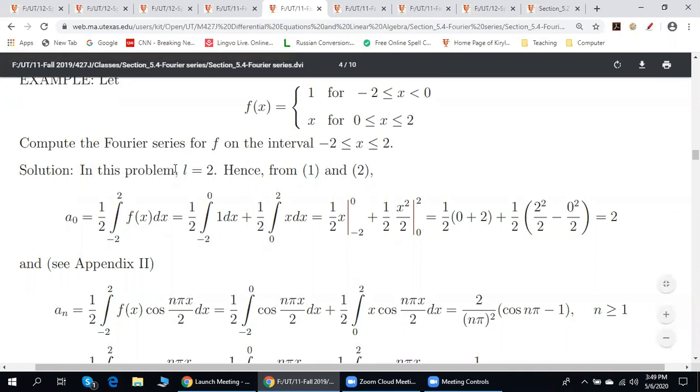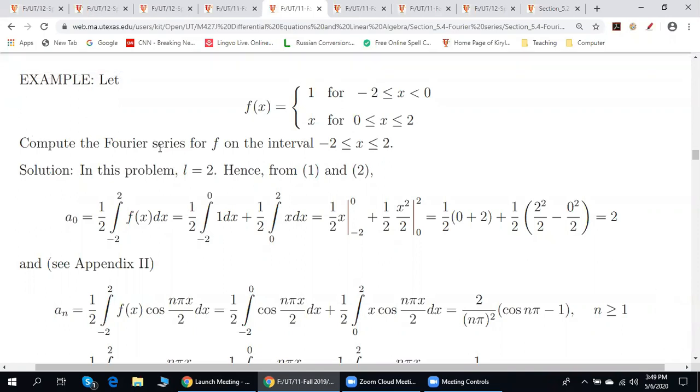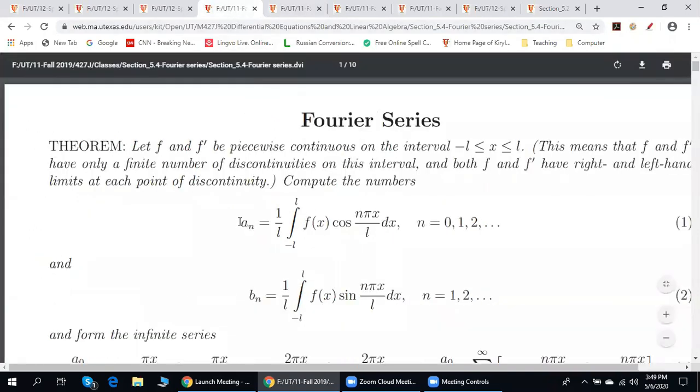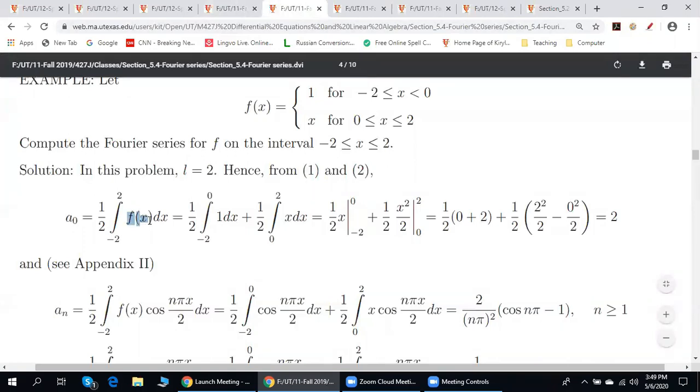So here's the function. We want to find its Fourier series. Step 1, as before, find A0. So we apply this formula for n is equal to 0. Note that cosine disappears. It's exactly what we have here. There is no cosine. And observe that since x is between -2 and 2, L is 2. Then we split this integral into two pieces: from -2 to 0, and then from 0 to 2.